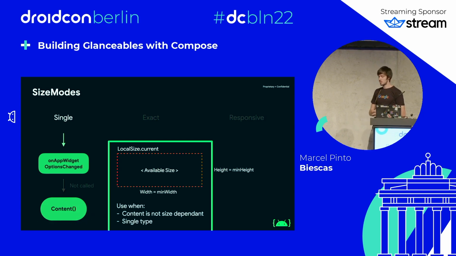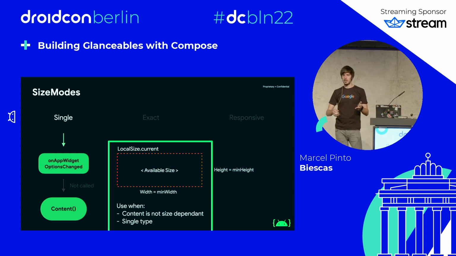So this is good to use whenever the content that you want to show is not size dependent. So you only have one single type of UI, and you don't really need to do specific calculations based on the available size.